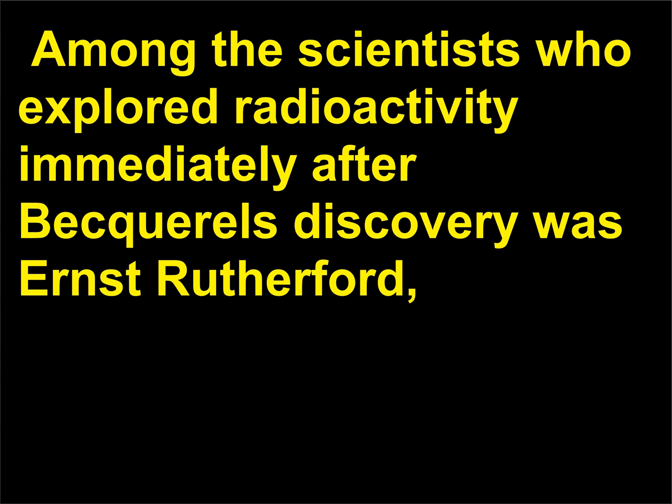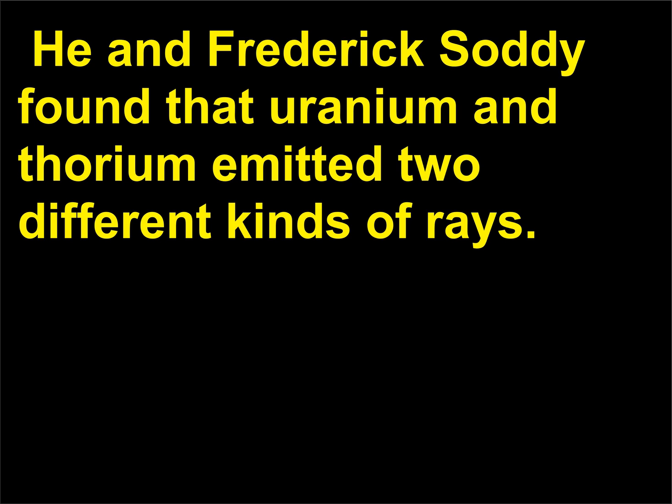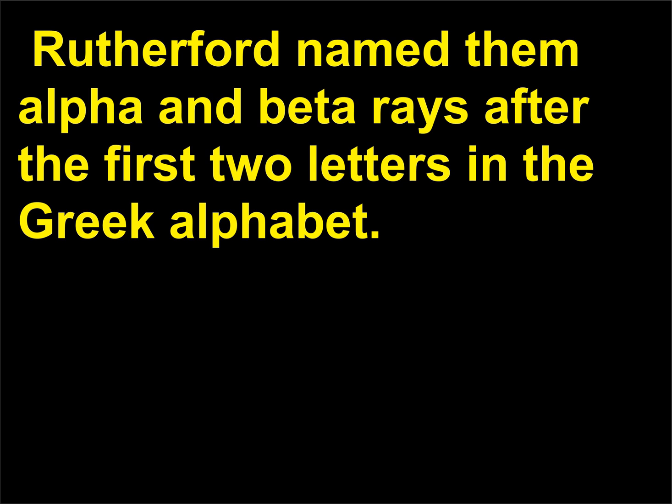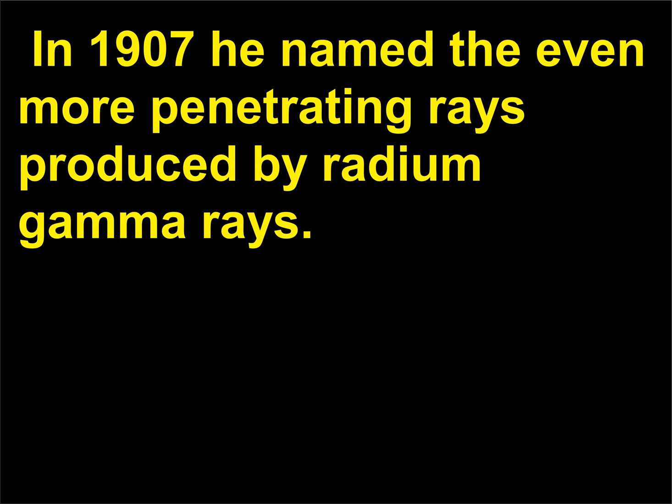Among the scientists who explored radioactivity immediately after Becquerel's discovery was Ernest Rutherford, then at McGill University in Montreal, Canada. He and Frederick Soddy found that uranium and thorium emitted 2 different kinds of rays. One could be stopped by paper, the other required metal about a centimeter thick. Rutherford named them alpha and beta rays after the first 2 letters in the Greek alphabet. In 1907 he named the even more penetrating rays produced by radium gamma rays.